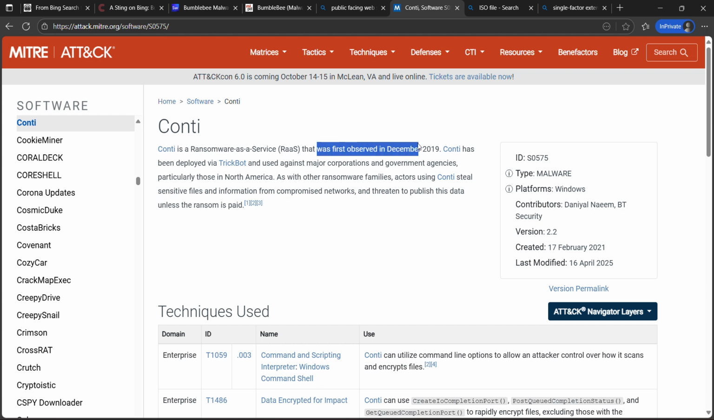That was first observed in December 2019. Conti has been deployed via TrickBot and used against major corporations and government agencies, particularly those in North America. As with other ransomware families, actors using Conti steal sensitive files and information from compromised networks and threaten to publish this data unless the ransom is paid. What is TrickBot?